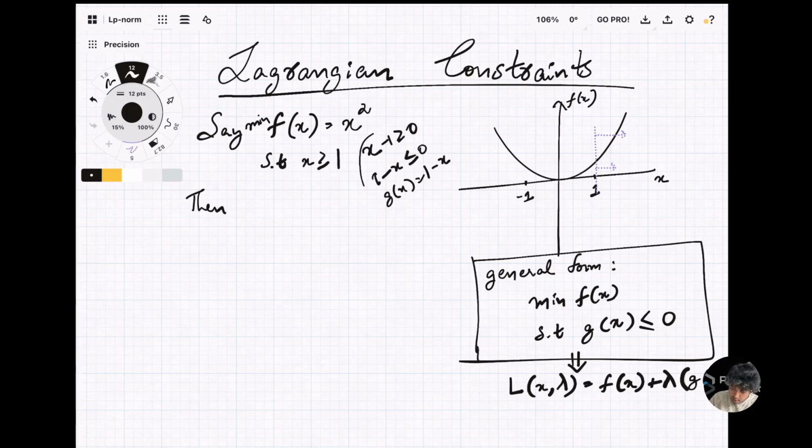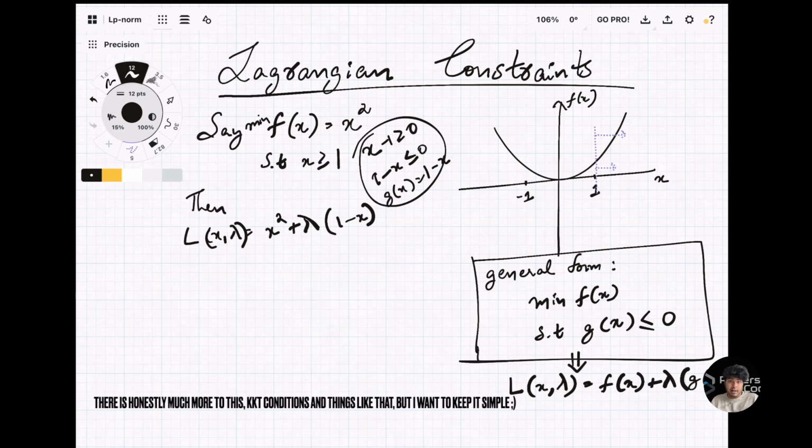So given this, if I write the Lagrangian, it would look something like this, right? x squared plus lambda times (1 minus x), right? Now, we know that if we have a function and we want to minimize the function, all we do is we differentiate it and set it to 0. And that's exactly what we'll do to the Lagrangian as well.